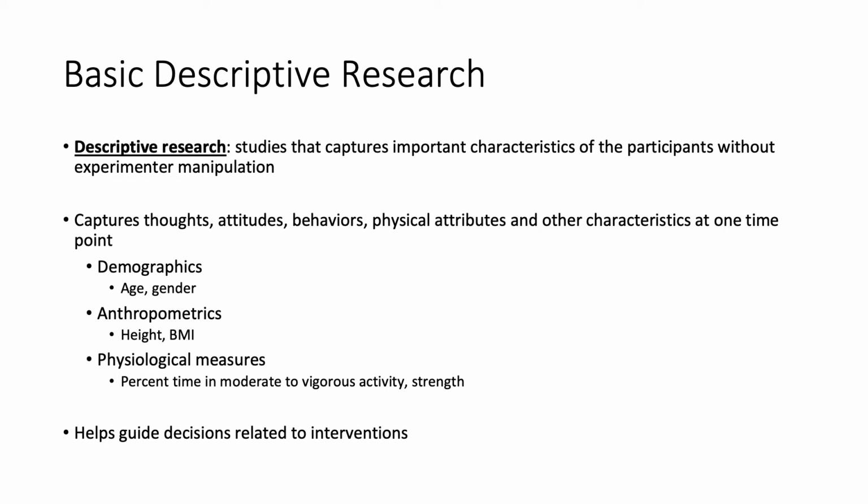Descriptive research can be defined as studies that capture important characteristics of the participants without experimental manipulation. So with descriptive research, you're trying to capture thoughts, attitudes, behaviors, physical attributes, and other characteristics at a certain time point. Some examples that we can capture are age and gender, height, weight, and by capturing height and weight, we can then calculate body mass index or BMI. We can also look at some physiological measures such as physical activity or even strength.